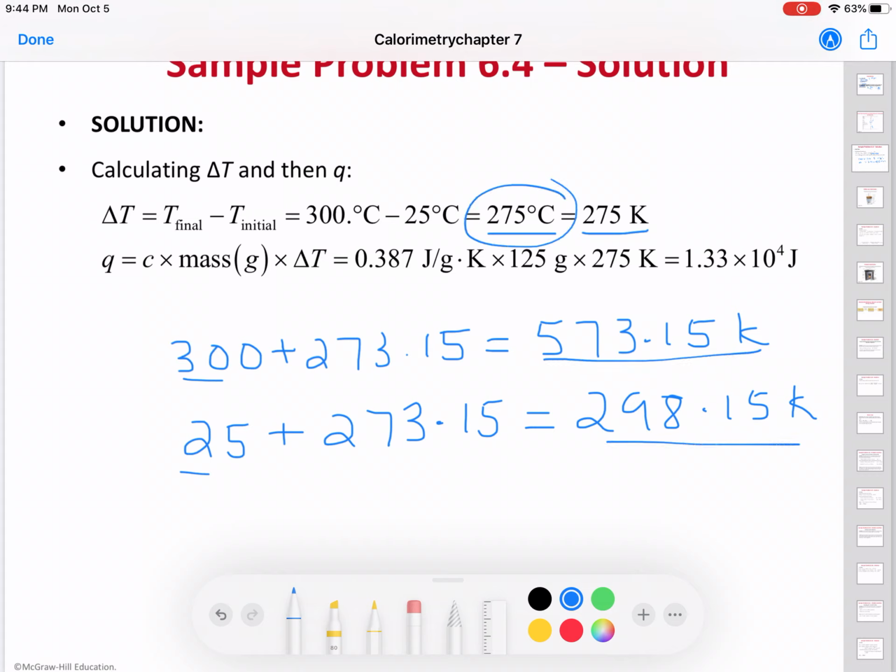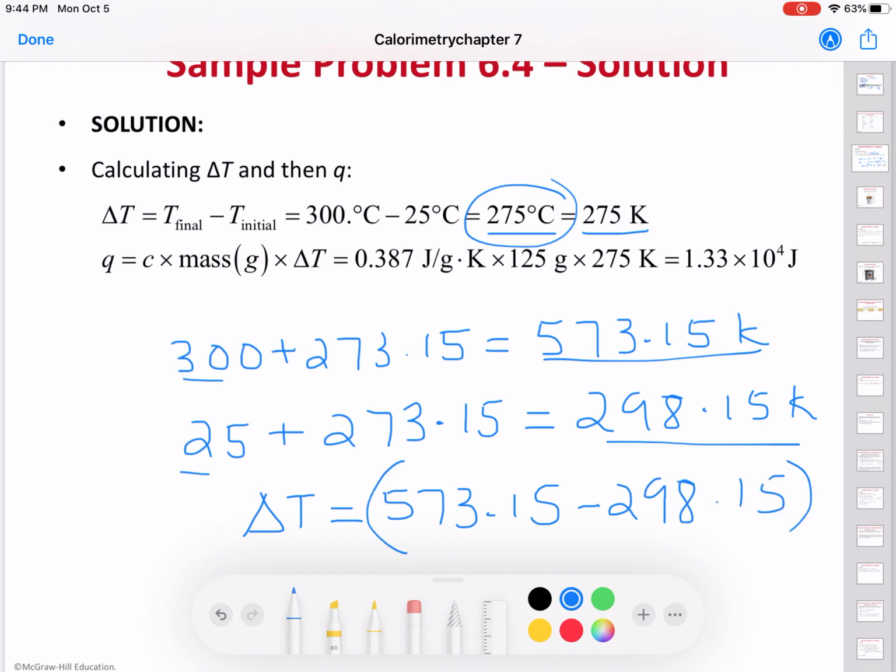Now we converted them to Kelvin. Let's see what's the difference after you convert it to Kelvin. So then the delta T is going to be 573.15 minus 298.15, and these are in Kelvin. So what's the difference going to be? 573 minus 298. To do the calculation with your calculator, it would still be 275 Kelvin. So if it involves subtraction involving Celsius, the Kelvin value is also going to be the same.